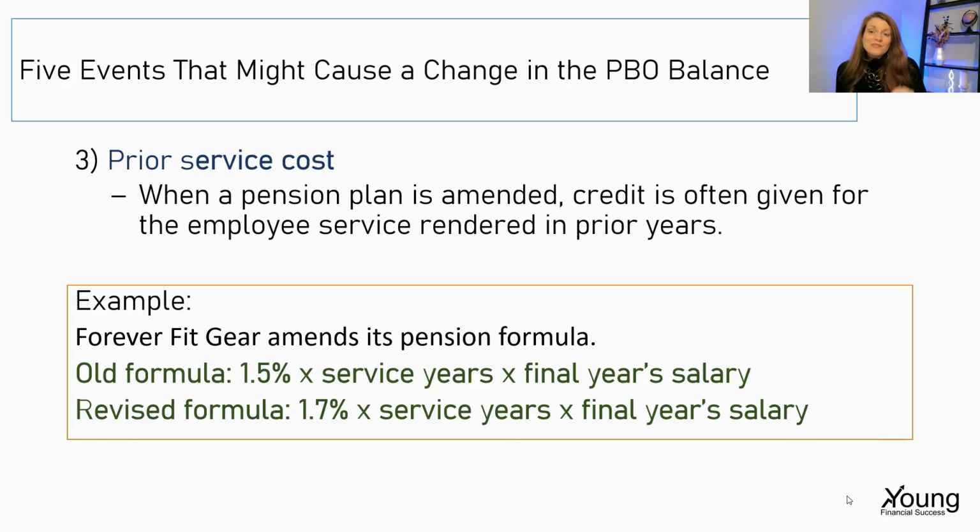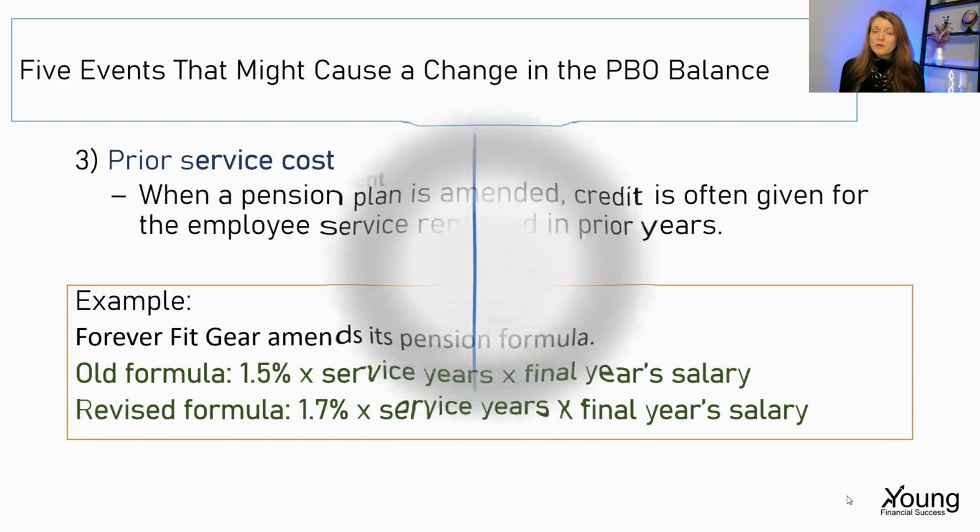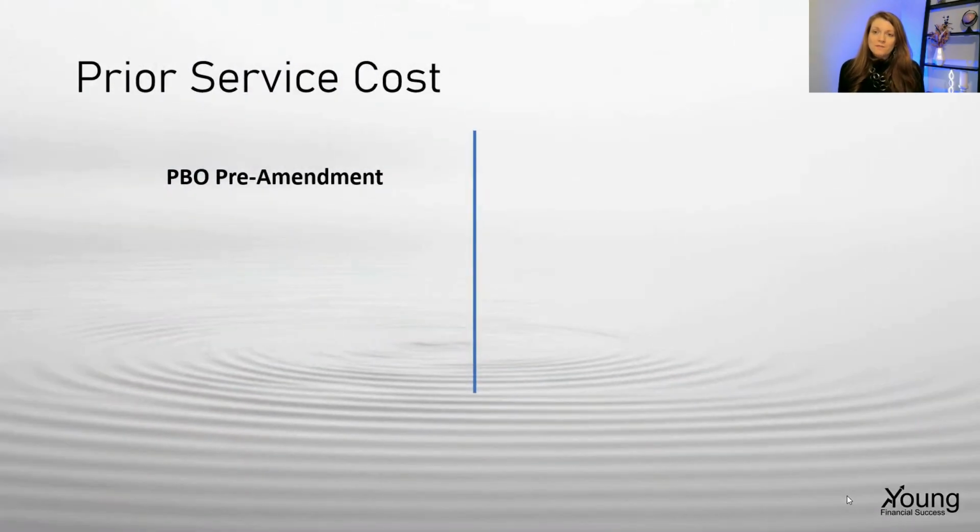So for this reason, we are going to have to go back and say, all these people that have been working for us, now we're going to have to increase that projected benefit obligation, not just going forward, but even for the years they've already worked for us. So they have upped the amount that they're going to be paying out the employees. So that's a prior service cost.